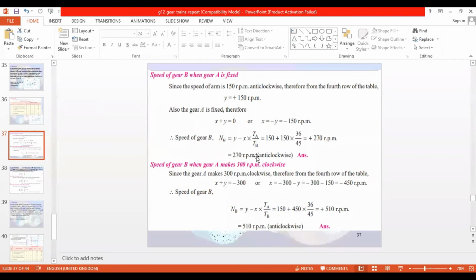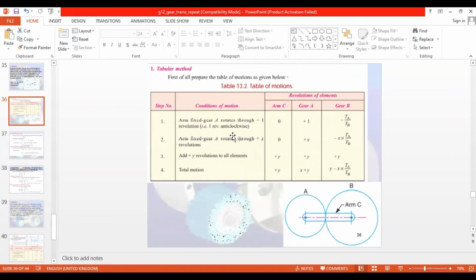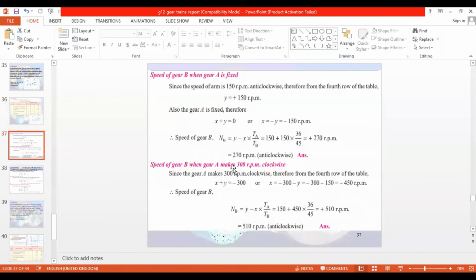So if you replace everything correctly, taking positive and negative appropriately, you will have the proper answer. The next step: speed of B when gear A makes 300 rpm clockwise. In the previous question, A was not making any movement, it was idle. Here we have the arm fixed and gear A rotates through a positive x revolution. So instead of this x, I will replace it by 300, because A is making 300 rpm clockwise.